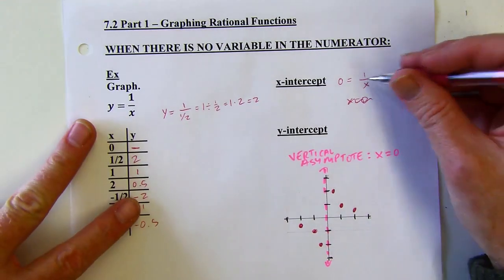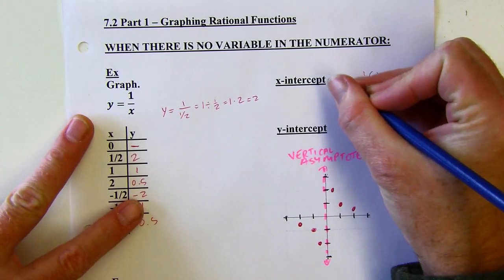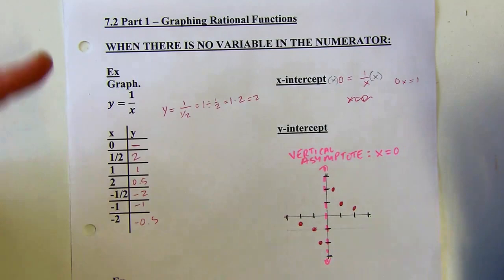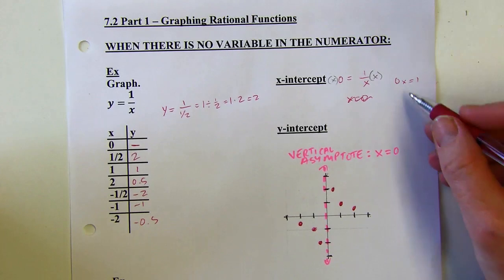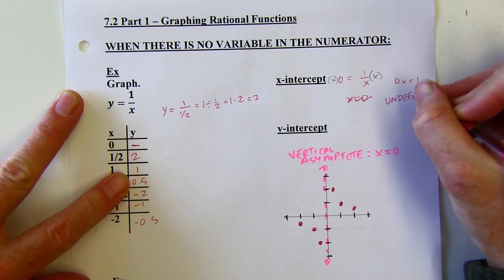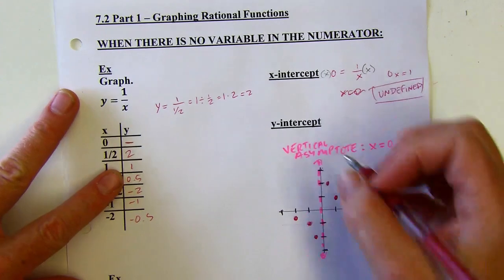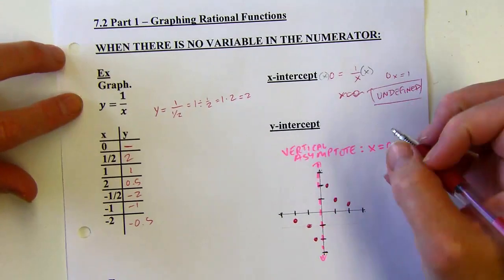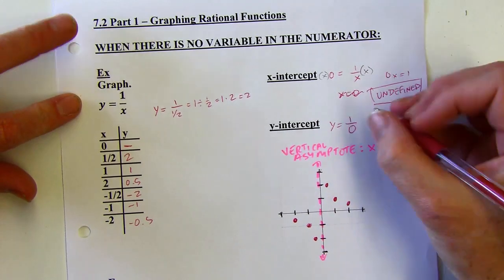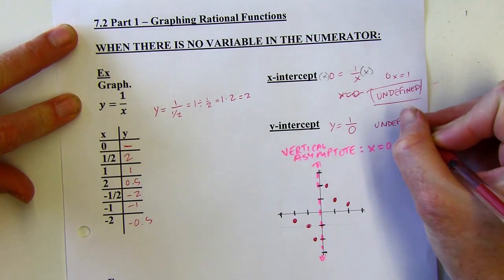So another way to think about this, I could multiply both sides by x. And then I have 0 times x equals 1. Well, there's not going to be anything that works here. This is undefined, okay? And algebraically, the y-intercept's also going to be undefined, because I'm going to plug in a 0 for x, and I get a 0 denominator there, so y is also undefined. Okay?